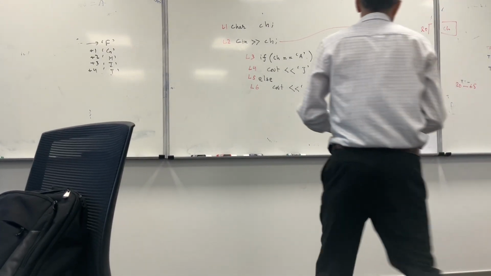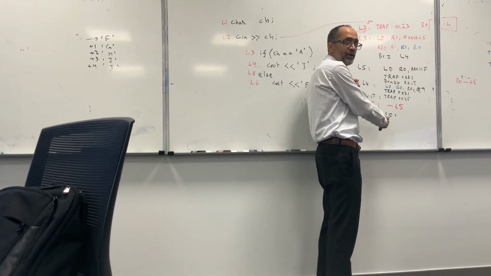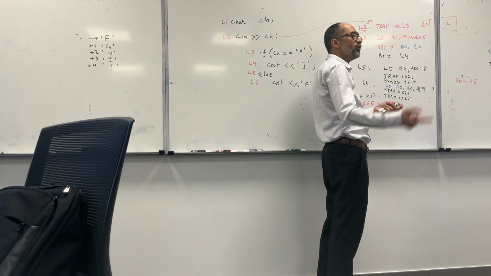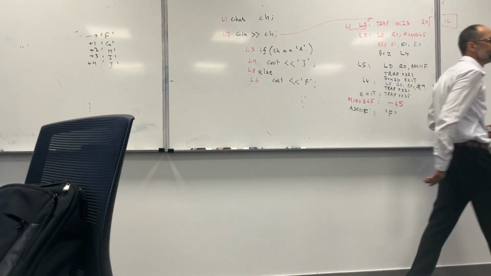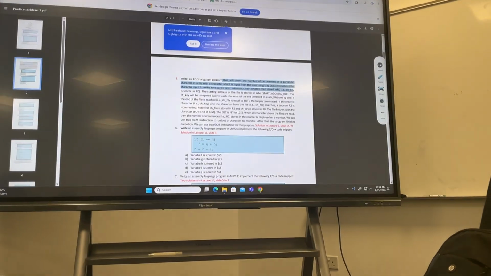But another solution is that you can have the ASCII value of J, and then you put it there, and then you load it up, and you can display it. So this is another method. Okay, so at this point we are finished with the programming stuff. Now I'm going to the next chapter.